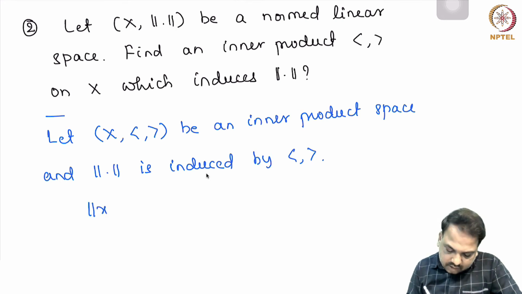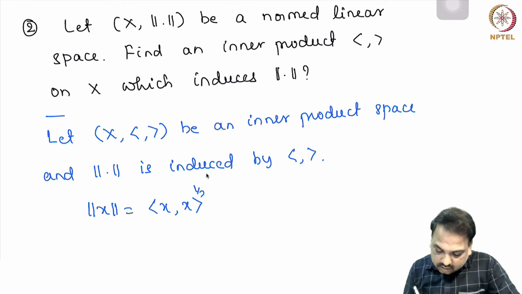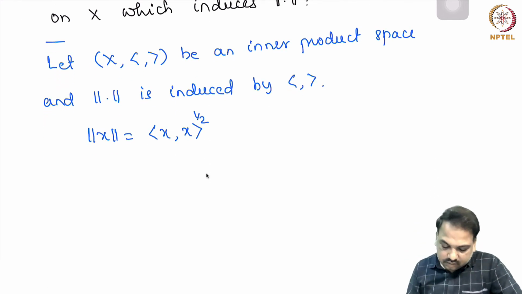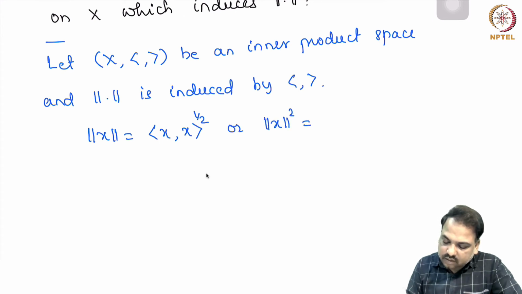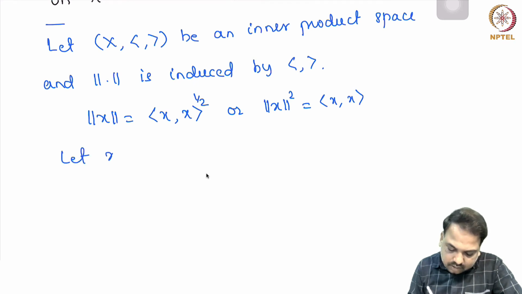That means the norm of X is defined as the square root of the inner product of X with itself. Or we can say that norm X square equals the inner product of X with itself. Let us consider, let us take X and Y from X.